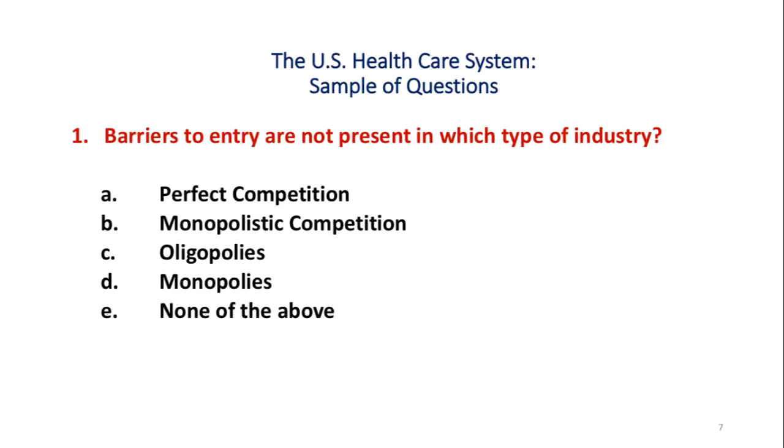So the question here, from the previous slides, let's have a test. The question is asking: barriers to entry are not present in which type of industry? Definitely only in a perfectly competitive market is there no barrier. In the other markets we have some barriers.